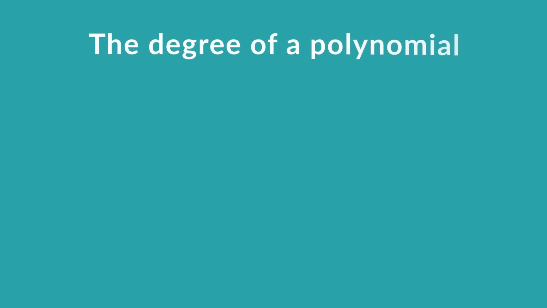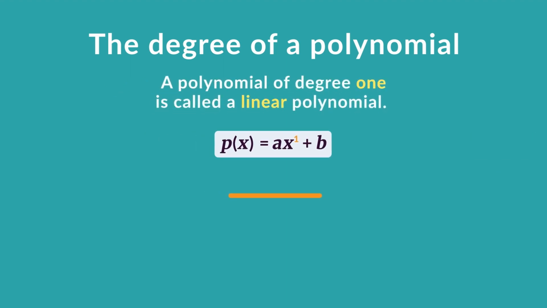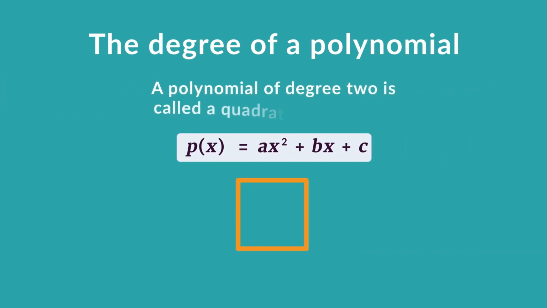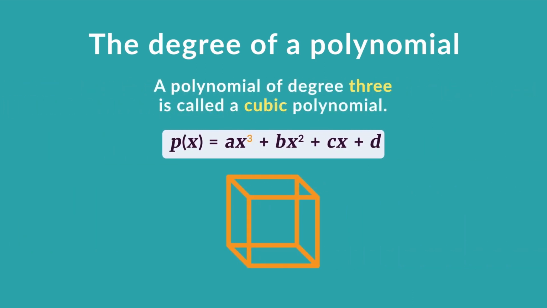The degree of a polynomial changes the shape of the graph of the polynomial. Look at these shapes, which can be used to represent polynomials of degree 1, 2, and 3. A polynomial of degree 1 is called a linear polynomial. The word linear means a straight line. A polynomial of degree 2 is called a quadratic polynomial. The word quadratic comes from the word for square because the variable is squared. A polynomial of degree 3 is called a cubic polynomial. The variable in this case is cubed.